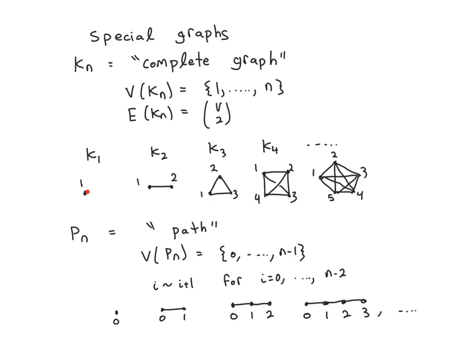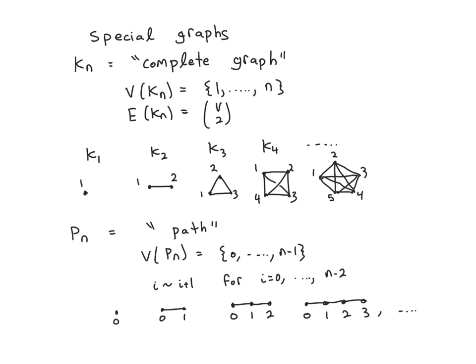So here's K1, here's K2, here's K3, K4, and K5. In particular, a complete graph is any graph that's isomorphic to one of these. So you just have all possible edges.